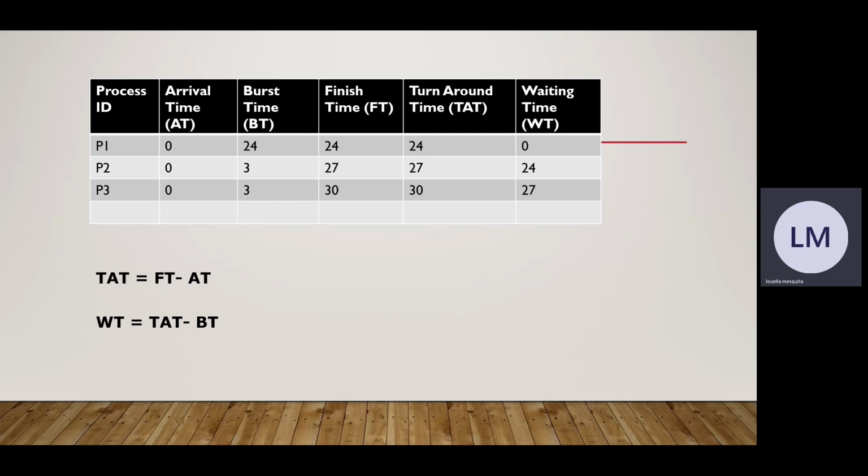The waiting time is turnaround time minus burst time. So for P1, it is turnaround time of 24 minus burst time 24, which is 0. For P2, it is 27 minus 3, which is 24. And for P3, it is 30 minus 3, which is 27. The average waiting time is the average of 0, 24, and 27, which is 17 time units. This is all with respect to first come, first serve scheduling.